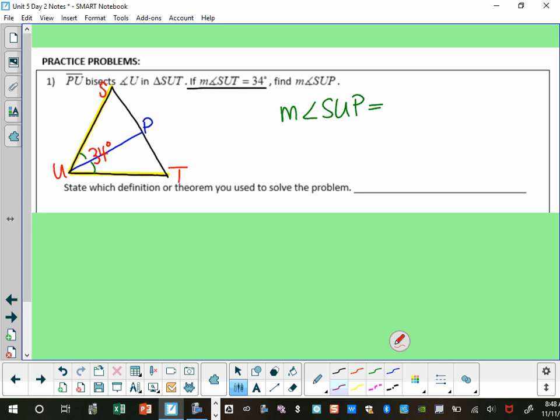If it's an angle bisector, how do I figure out what each of these angles are, the first one and the second one? 34 divided by 2. Good. What do you get? 17. Okay, so that means this little angle here is 17 and this bottom angle is 17. Now we can answer the question. The measure of SUP, so we start at S, we go to U, we go up to P. This angle here is 17 degrees.